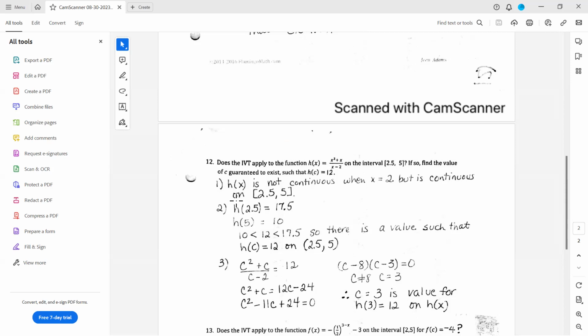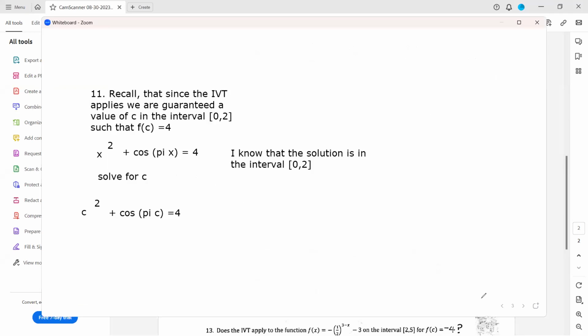H of x is equal to x squared plus x over x minus 2, on the interval 2 to 5. And we want to find if it applies, h of c is 12. Okay, so I'm gonna say that. This is 12 here, okay?